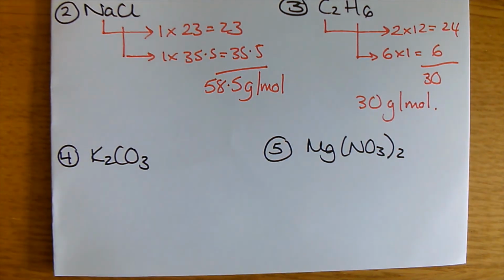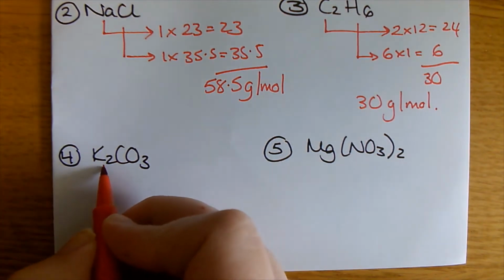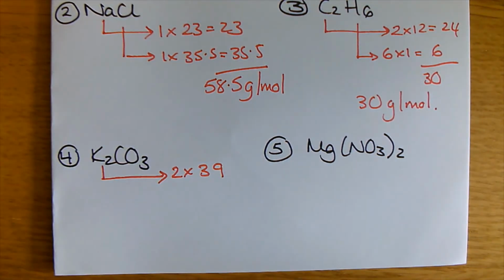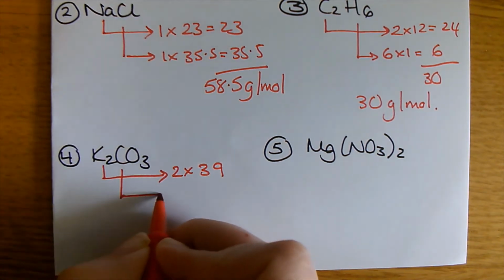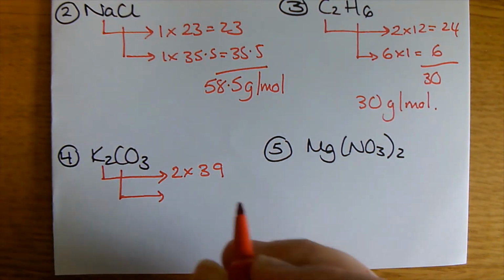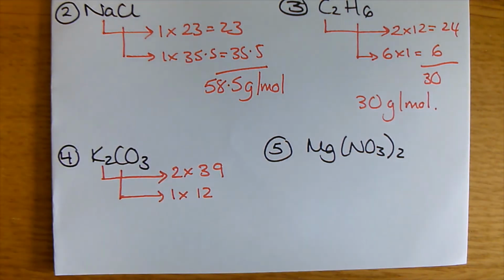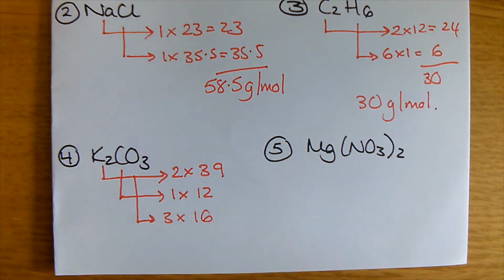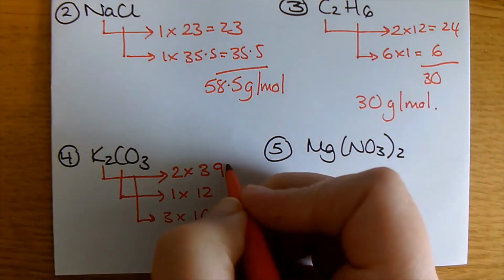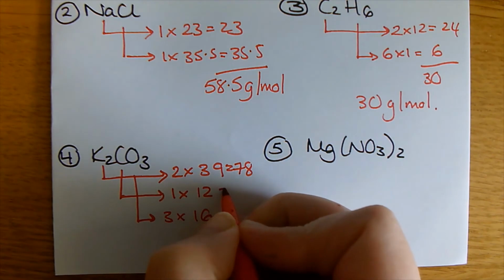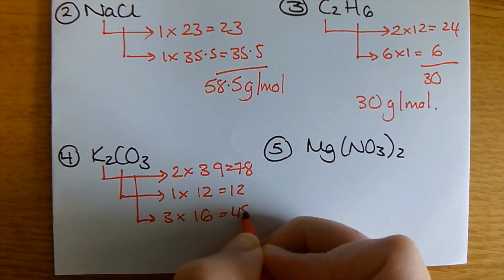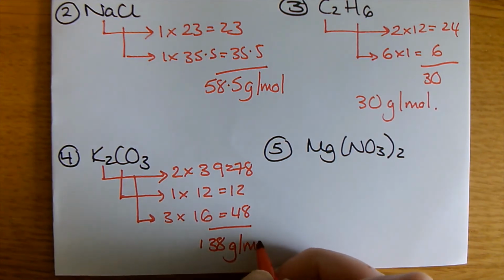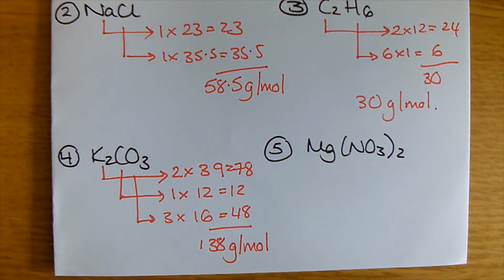Moving on to number 4, which is potassium carbonate. We have 2 potassiums here, 2 times 39. We only have 1 carbon, we've got no number directly after it. So we've got 1 carbon, which is 1 times 12, and we have 3 oxygens, 3 times 16. And if we add them all up, we will get 138 grams per mole for potassium carbonate.